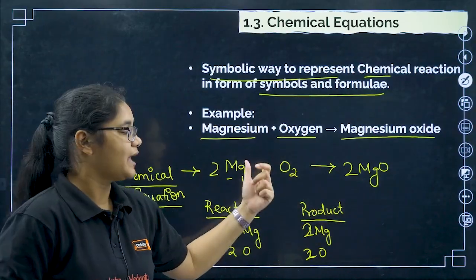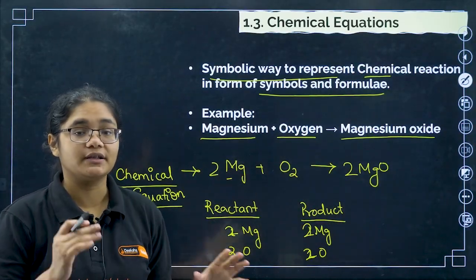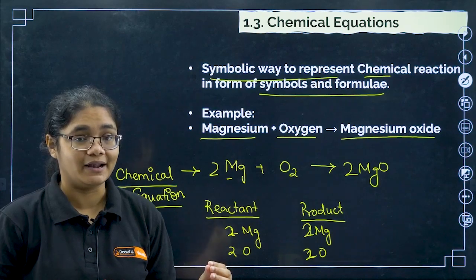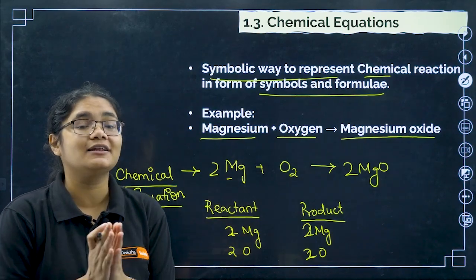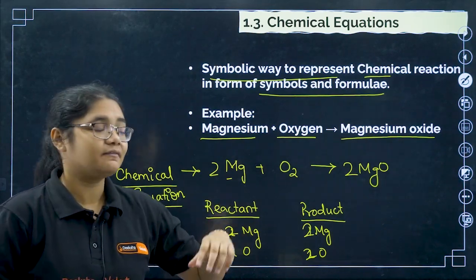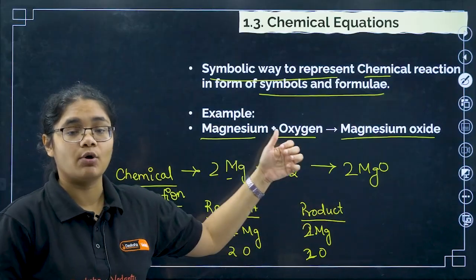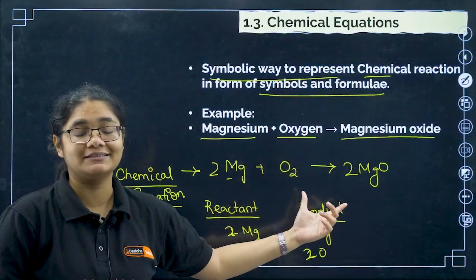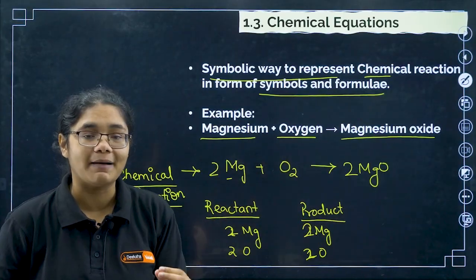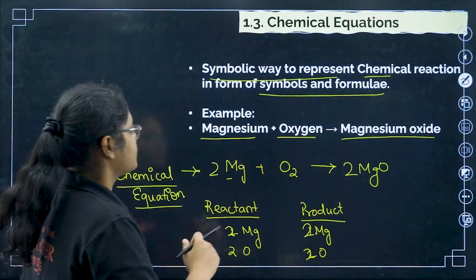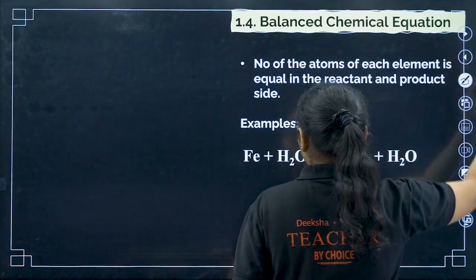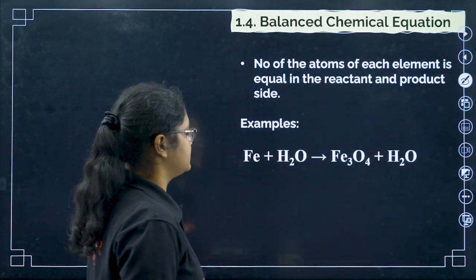So whenever we have such type of reactions where the number of atoms of each element is different, we call it a non-balanced reaction. And when the number of atoms of each element on the product and on the reactant side is equal, we call it a balanced reaction. So let us solve this one particular question I have given you. We'll try to balance this reaction.